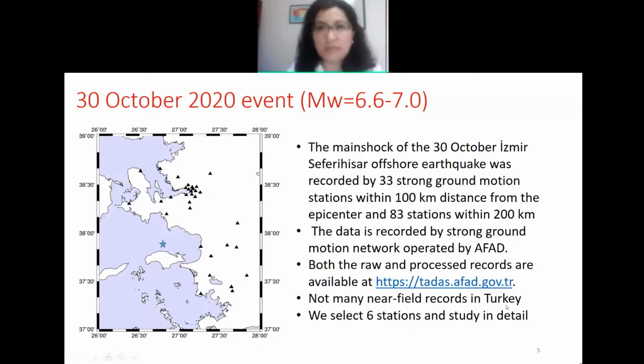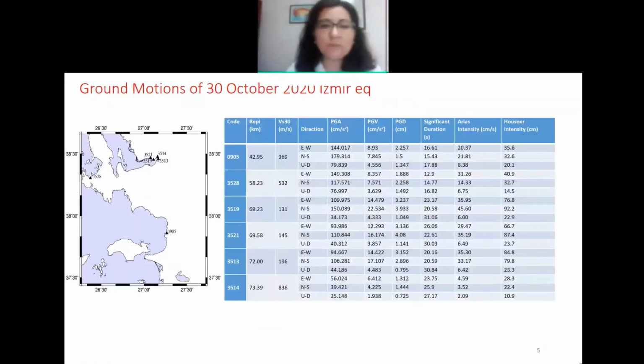We do not have too many near-field records if we consider the near-field definition to be equal to the fault size, but we have some records to take a look at closely. I will show you today the records in Kuşadası around here, a few in the basin, and this record over here with the highest ground motion values.